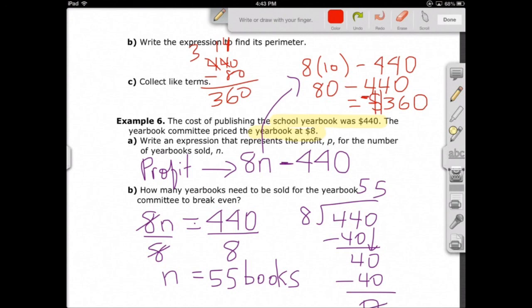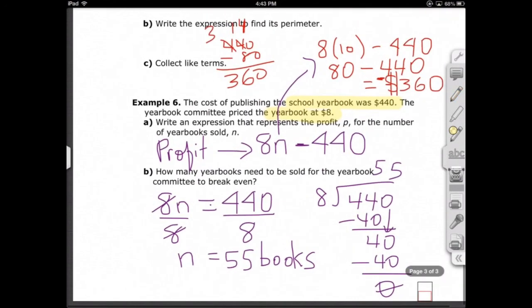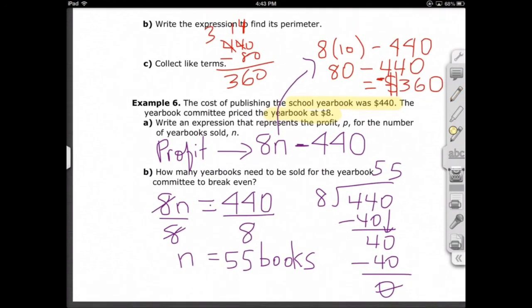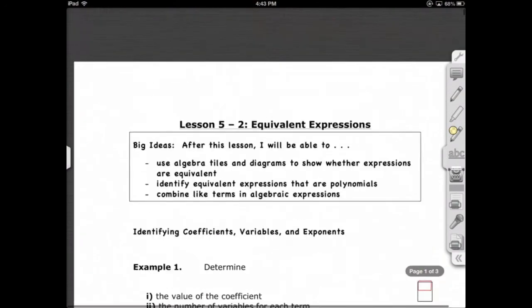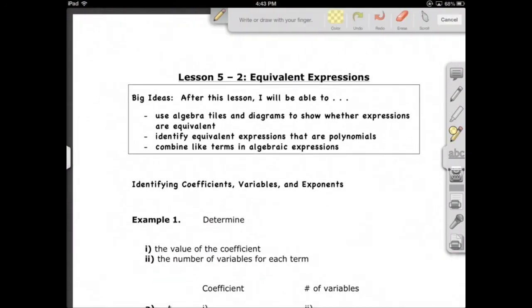So you're getting the idea of how we might actually use expressions almost as if they're formulas, and they lead us into equations. Okay, that takes us right to the end of 5.2, equivalent expressions. This was all about collecting like terms. It's very important to be able to collect like terms, because when we get into formula work, you're going to need to combine variables, and that's really where this is headed. Not only for algebra, but for geometry and beyond.